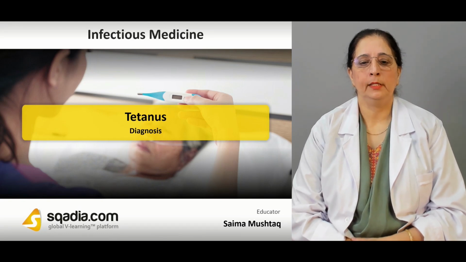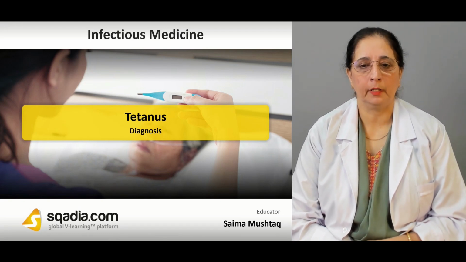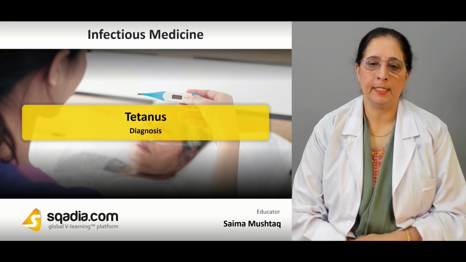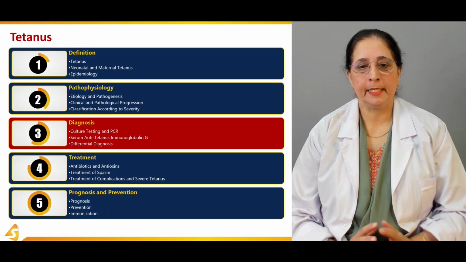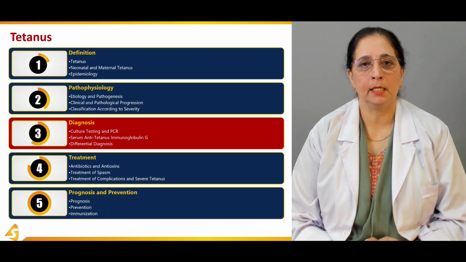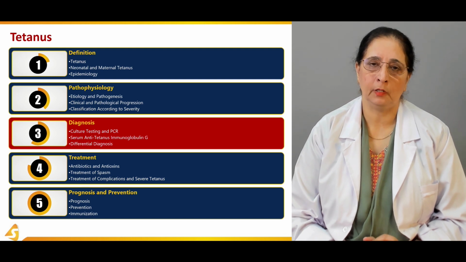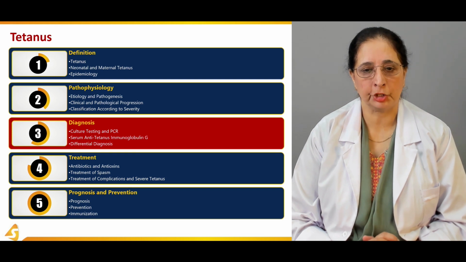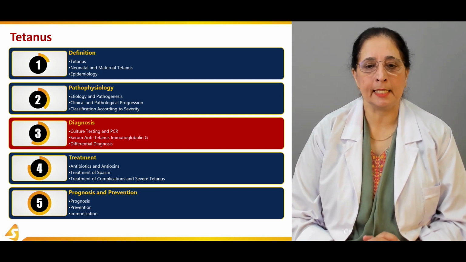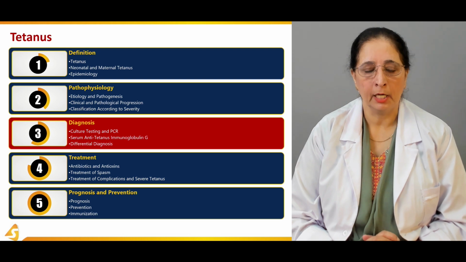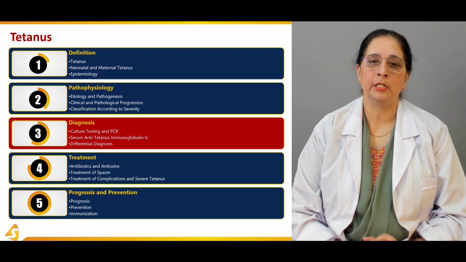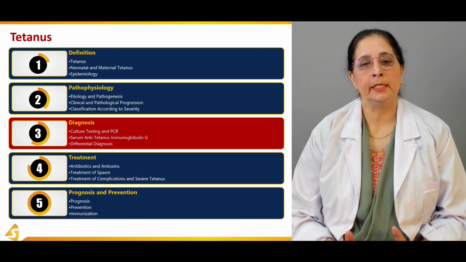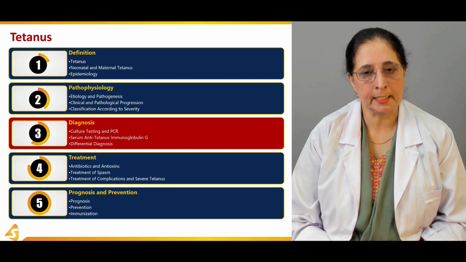Now let's begin with the third section of our lecture, and in this section we will talk about the diagnosis of tetanus. The tests which we will discuss in this section will be culture testing and then polymerase chain reaction, serum anti-tetanus immunoglobulin G, and also some conditions which are related to tetanus and come in the differential diagnosis of tetanus.